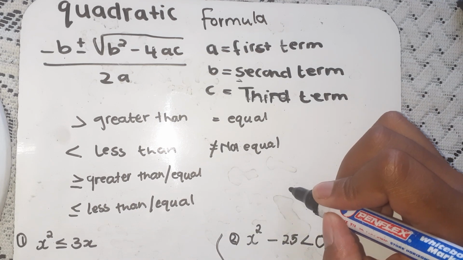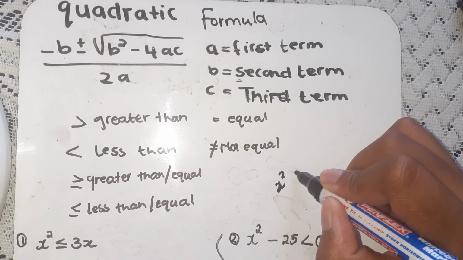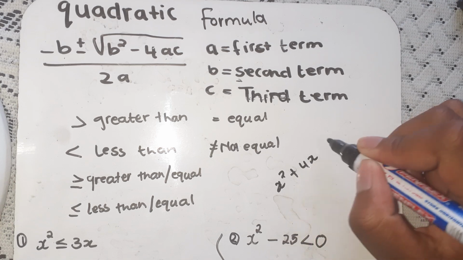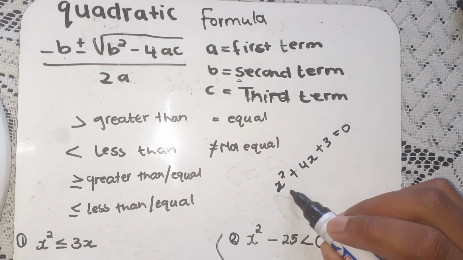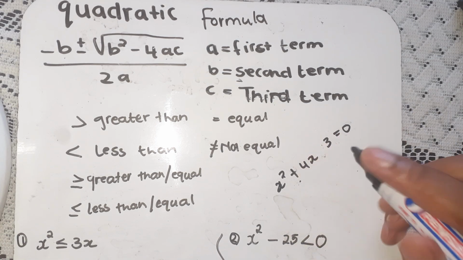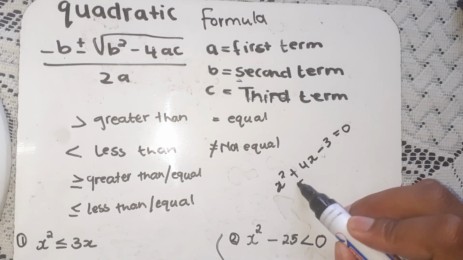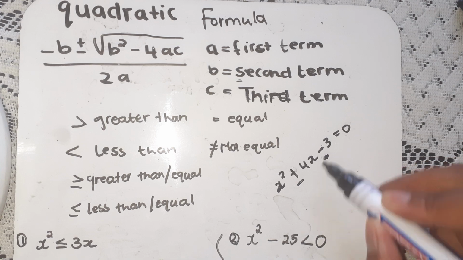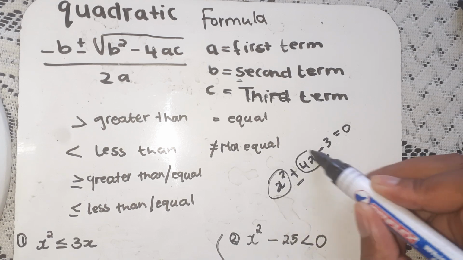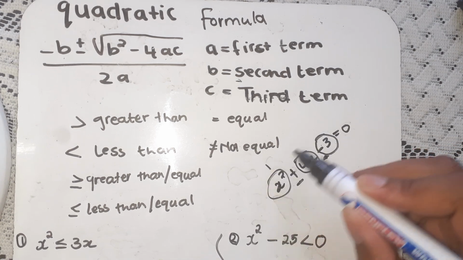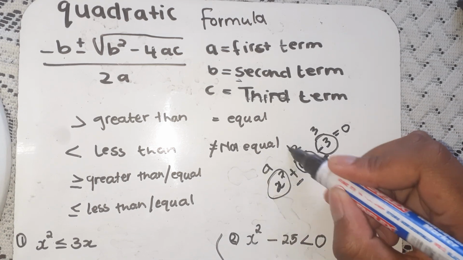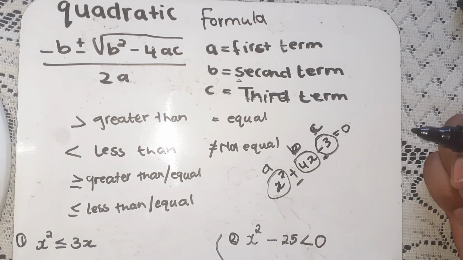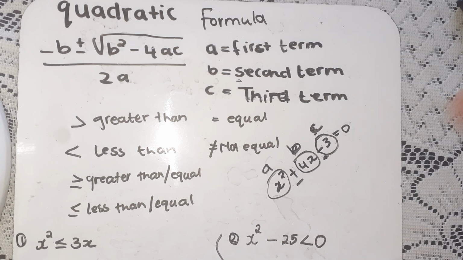Okay, so if we have x squared plus 4x plus 3 equals to 0, terms are separated by addition and subtraction. So this is a term, this is a term, this is a term. So this is 1, this is 2, and this is 3, meaning it's A, B, and C. So always keep that in mind.